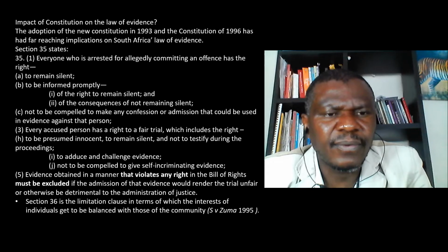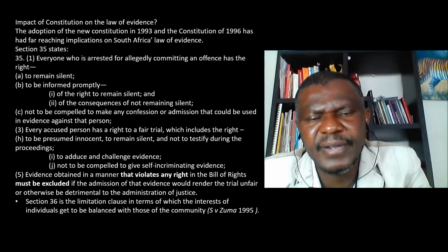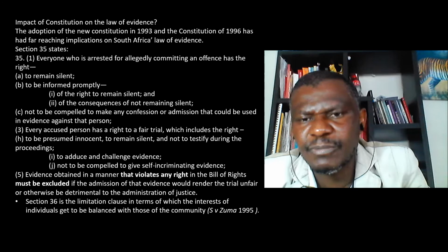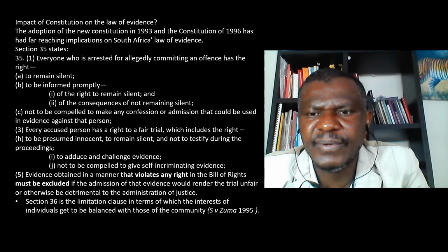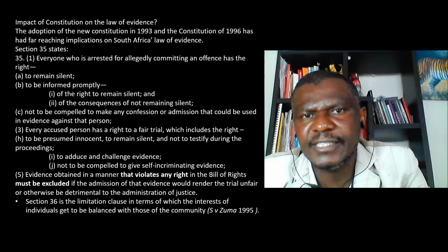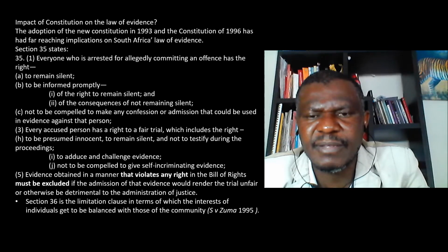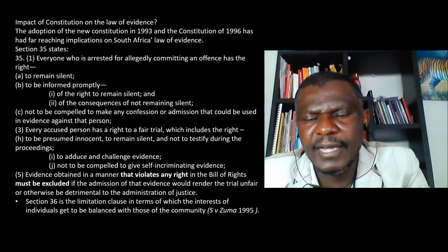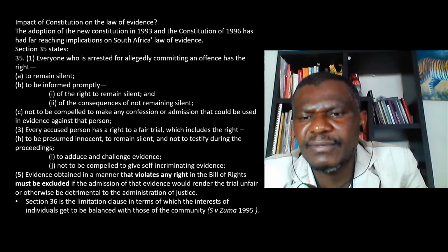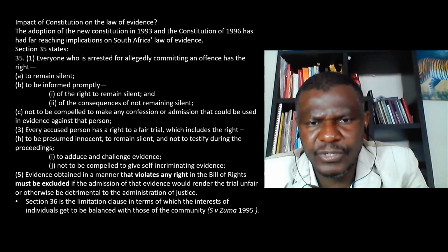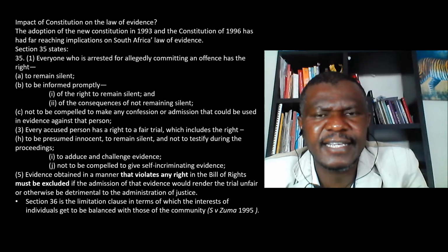Now, let's look at subsection 5, which says evidence obtained in a manner that violates any right in the Bill of Rights must be excluded if the admission of that evidence would render the trial unfair or otherwise be detrimental to the administration of justice. So in other words, there is exclusion of evidence that could actually be valid and enhance the understanding of the case. But for the fact that the evidence may have been obtained in violation of the law, as a policy issue, courts do not admit this kind of evidence.